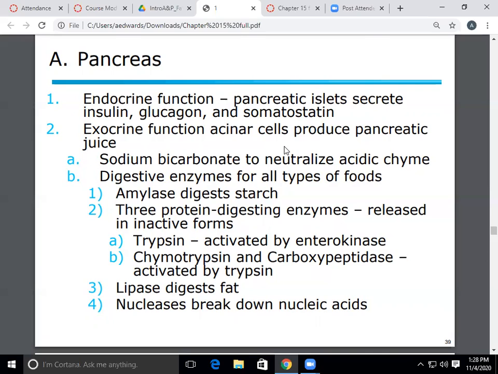So you also have protein digesting enzymes, and they're typically released in an inactive form. Okay. So the pancreas releases trypsin, and it's activated by an enzyme called enterokinase. Chymotrypsin and carboxypeptidase are activated by trypsin. So trypsin has to get activated first, and then it can activate chymotrypsin and carboxypeptidase. The pancreatic juice also has lipase, and as the name suggests, lipase has to do with lipids, so it digests fat. You also have nucleases, and they break down nucleic acids.